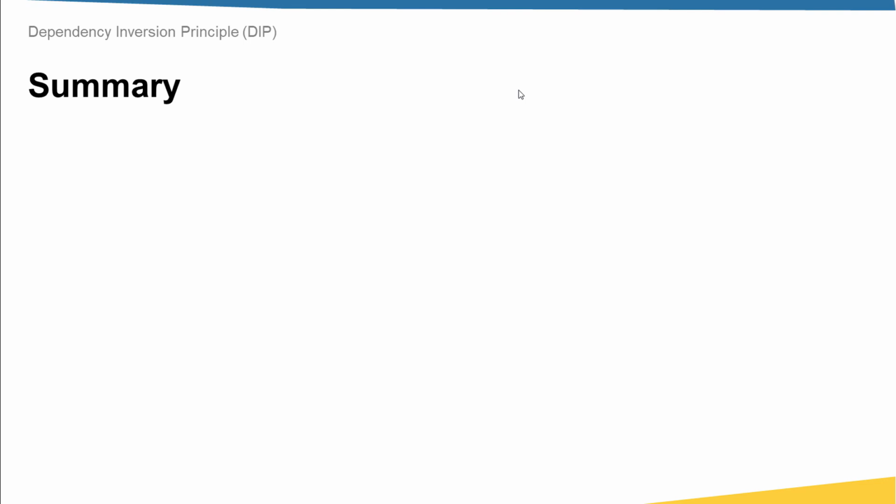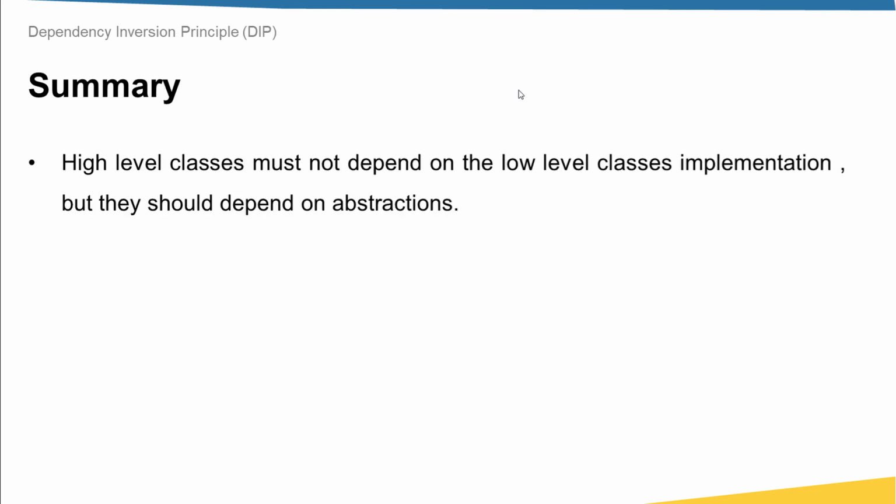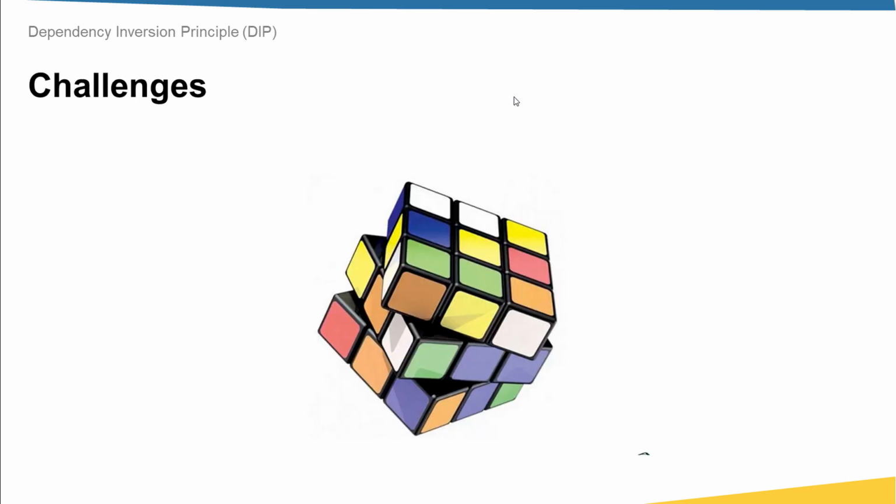Now we have reached the end of this lecture, so let's recap what we have learned about DIP. Simply, this principle states that high-level classes must not depend on the low-level classes' implementation, but they should depend only on abstractions. Now please, I need you to refer to the challenges available in the lecture resources in order to practice what you have learned.